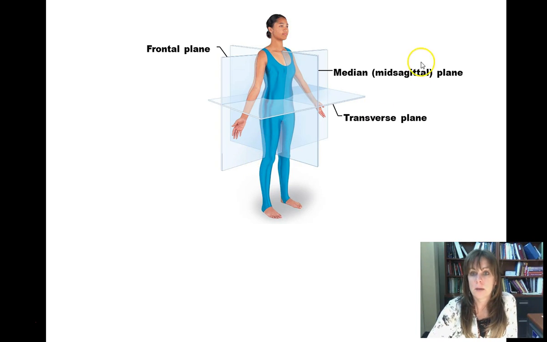So just to recap, median or mid-sagittal is going to cut things into right and left halves. Frontal plane is going to cut things into front and back halves. And transverse plane cuts things into superior and inferior.